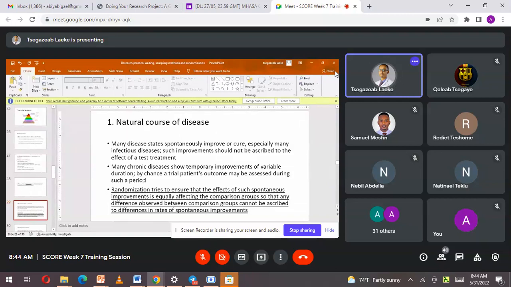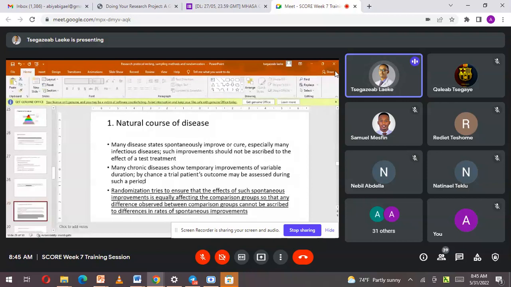Randomization tries to ensure that the effects of spontaneous improvements due to the natural course of disease are equally affecting the comparison groups, so that any difference observed between comparison groups cannot be ascribed to differences in rates of spontaneous improvement. So as much as possible, randomization helps us to fairly distribute patients and to have a similar natural course of the disease.